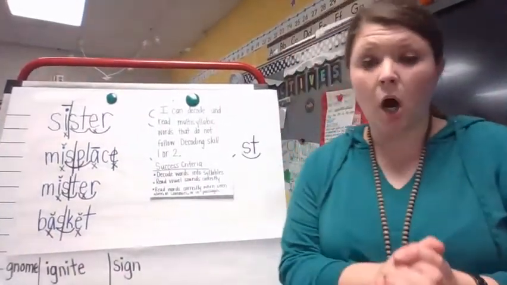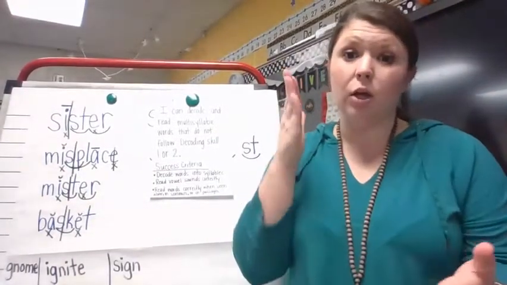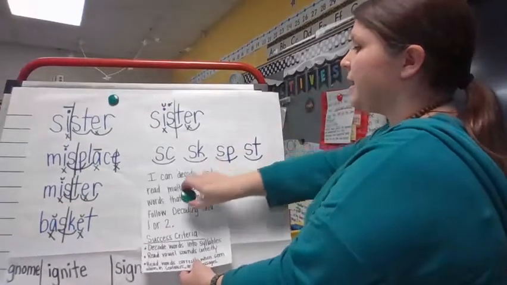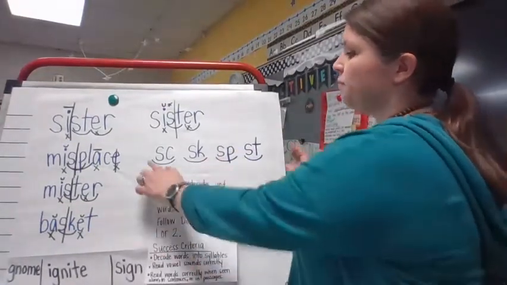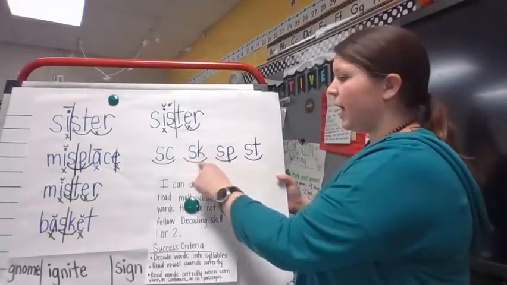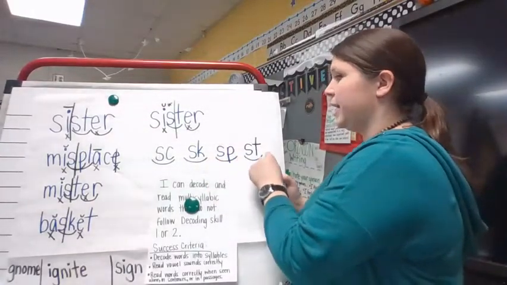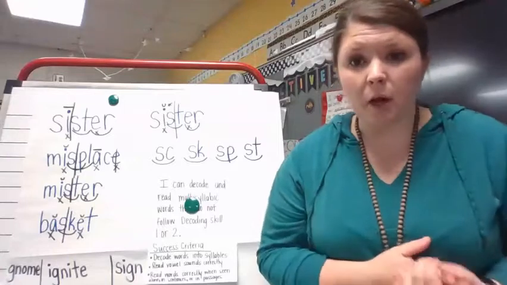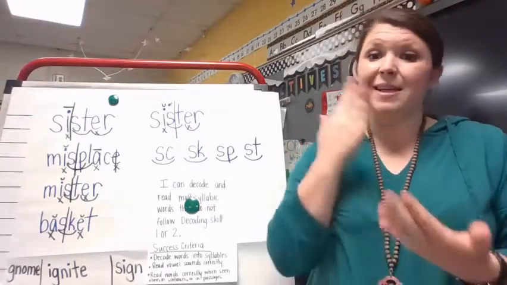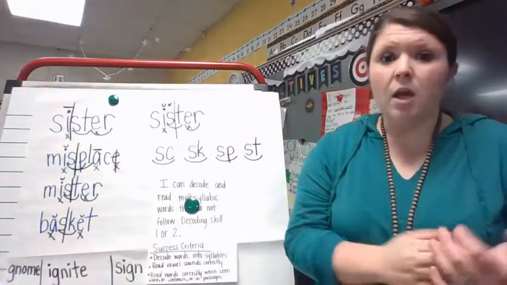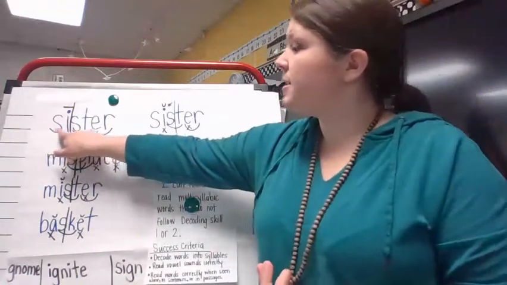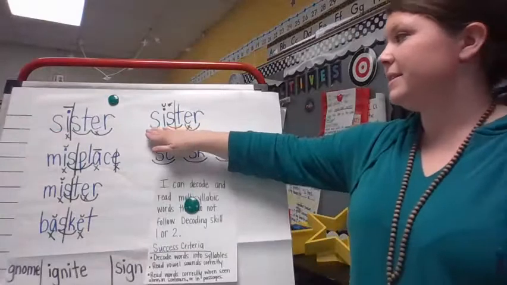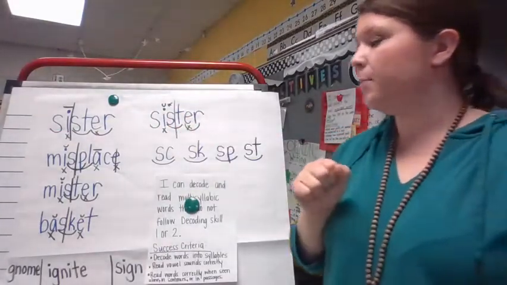Yesterday we talked about blends that can split. There are 4 common S blends that can split: SC, SK, SP, and ST. When these 4 blends are commonly seen in the middle of multisyllabic words, they split, okay? Like in sister. Remember, we don't say sister, we say sis-ter, okay?